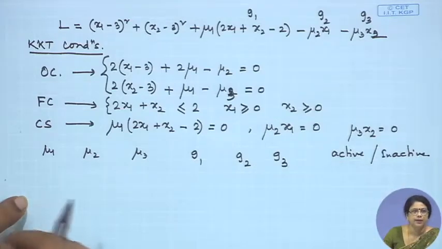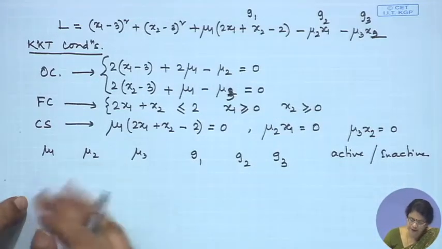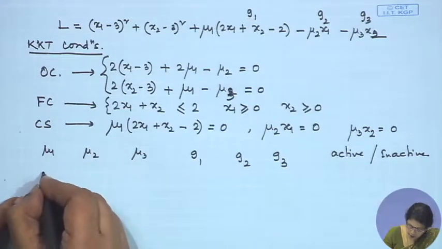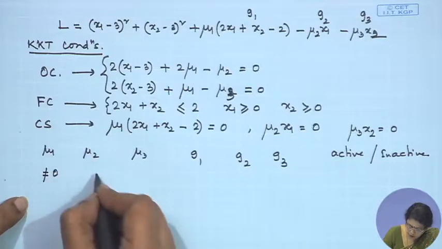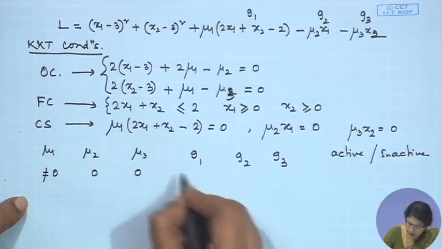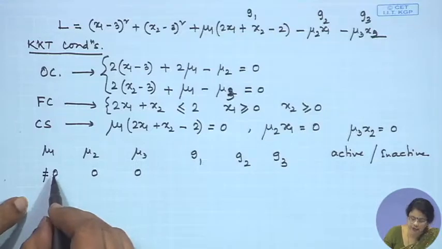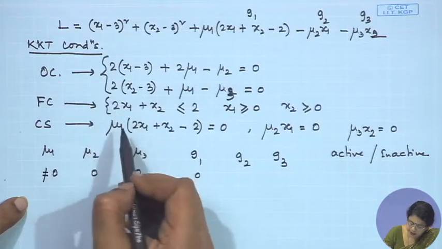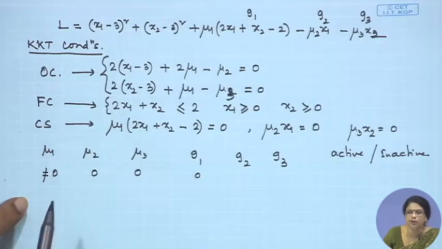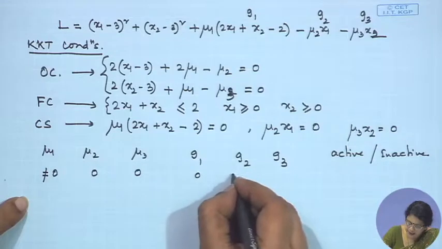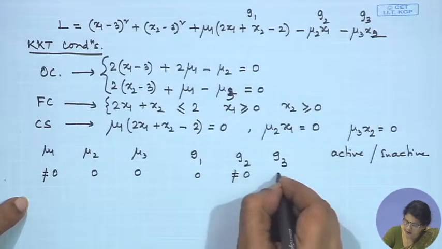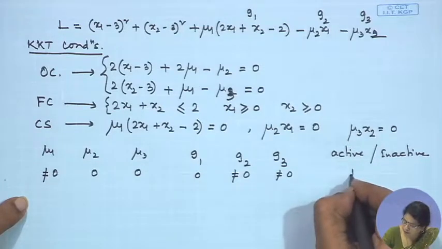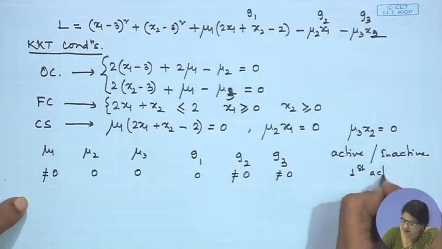Is it not? That is why, if we consider first mu 1 not equal to 0, mu 2 equal to 0, mu 3 equal to 0. Then if mu 1 is not equal to 0, then certainly G1 must be equal to 0, because we are having the condition mu 1 into G1 is equal to 0, and if mu 2 is equal to 0, then this is not equal to 0. Then what is the active constraint here? Only the first constraint is the active constraint.